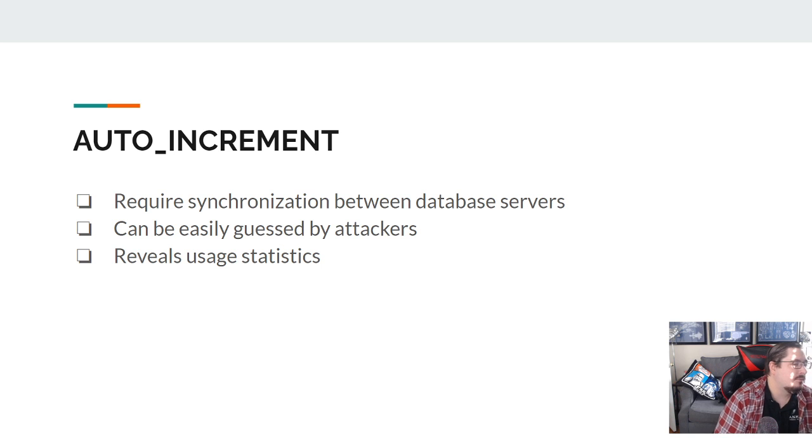It also reveals how much your website's being used. It reveals your usage statistics, which you might want to keep private. So let's say I use an auto increment. I've got a blog, some sort of social media network, and my users are able to make posts. So let's say I make a post on Monday, and I look at that post ID, and it's 500. Now I make another post on Tuesday, same time, and the ID is 600. What do I know? About how active the site is, yeah.